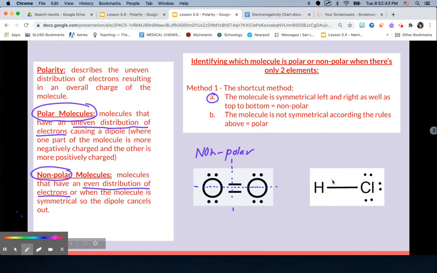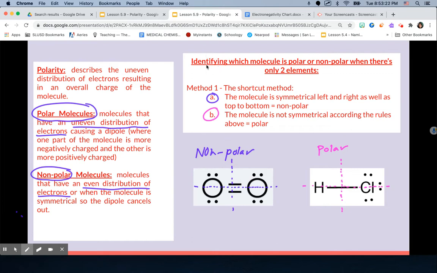The other molecule, right? If I do this again, splitting it into left and right hand side, notice that they're not even on both sides, and Cl has more electrons or lone pairs around it than H. Right. But if I split it top to bottom, it is symmetrical. So if it's not symmetrical left to right, even though it's symmetrical top to bottom, this is considered polar.